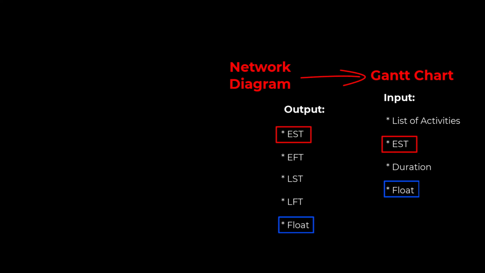float. However, to make the network diagram, you need inputs. There are three different inputs you need in order to make the network diagram. You need a list of activities, which is also the input that you need in the Gantt chart. I kind of lied there. One of the inputs in the Gantt chart doesn't really come from the network diagram, it comes from somewhere else. But anyway, network diagram, three inputs.